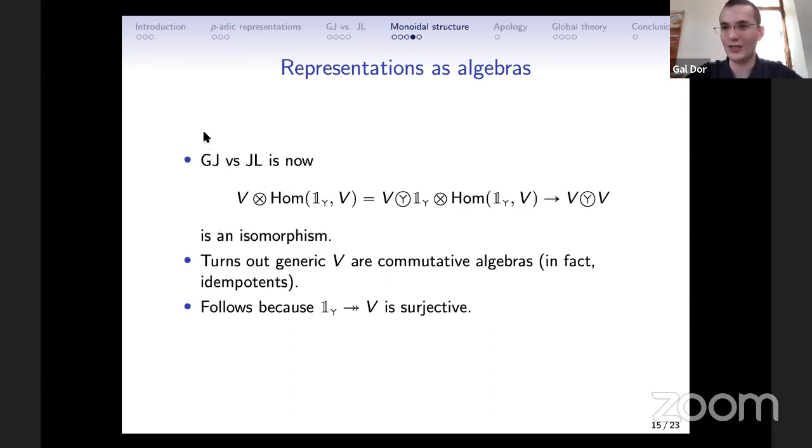So in other words, not only do we have that this isomorphism that I described earlier, that showed us that Godement-Jacquet and Jacquet-Langlands zeta integrals are the same, follows from abstract nonsense, but in fact it defines a bilinear operation, and that bilinear operation is associative, which is really, really nice. So now this is pretty bizarre.